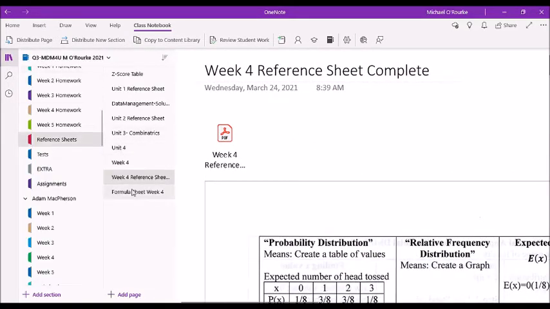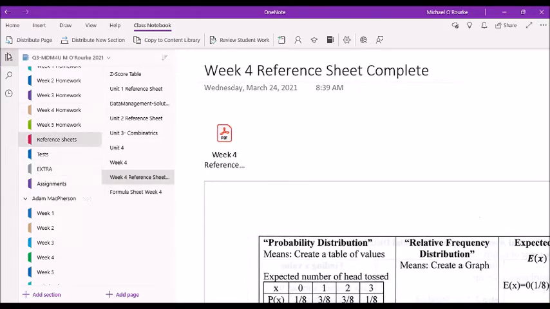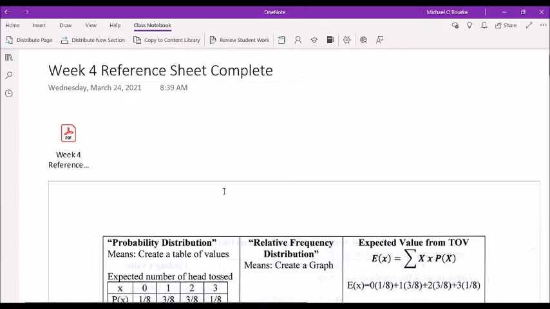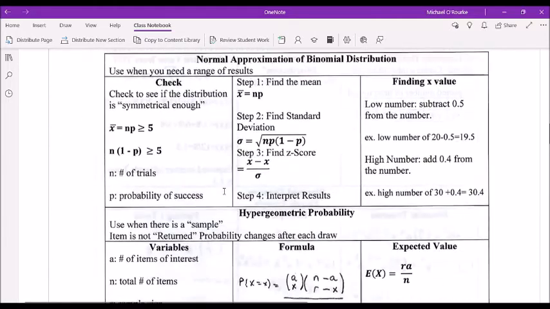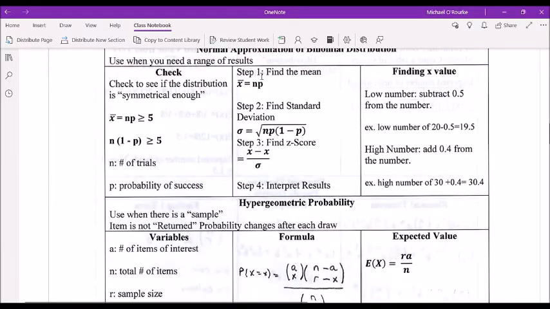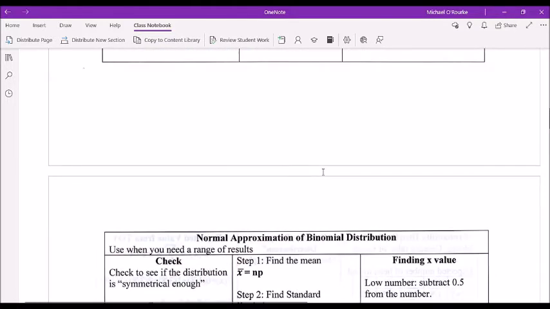I cannot give you this exact copy for the test because it's pretty much like a cheat sheet, right? It's like an almost, it's like a halfway. Like here, it goes step 1, find the mean. Step 2, standard deviation. Step 3, find the z-score. Step 4, interpret results, right? It walks you through everything.